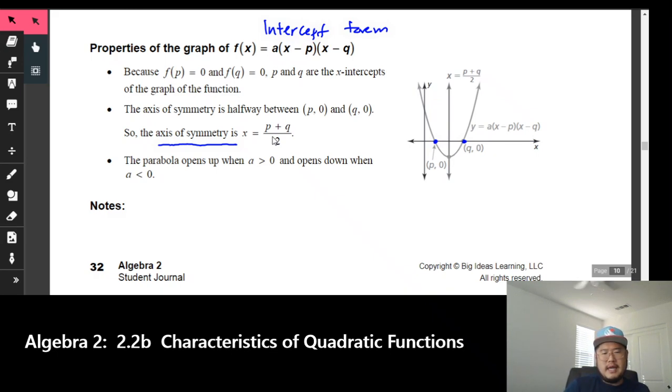Now, same thing in our third bullet, it says when a is greater than 0, it's going upwards, and when a is less than 0, it's going downwards.